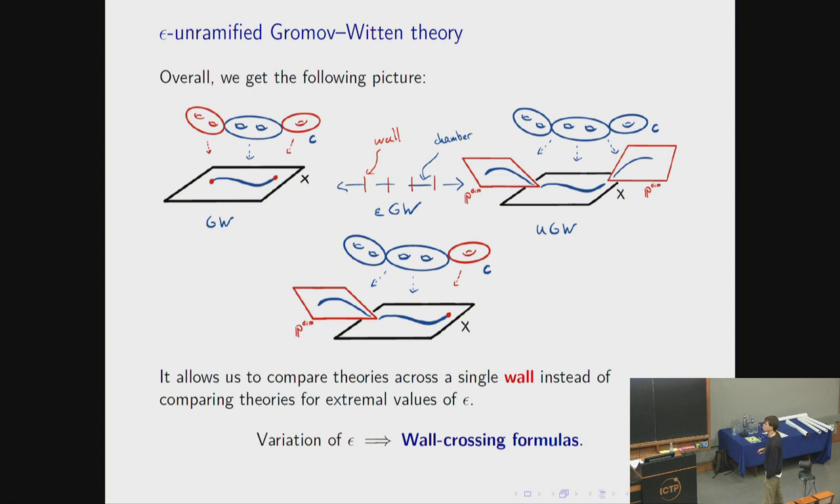And so what's so useful about this construction is that instead of comparing Gromov-Witten theory to unramified Gromov-Witten theory directly, you can compare theories in adjacent chambers. In fancy language, epsilon is a stability parameter, a stability condition. When we have a stability condition, the variation of the stability condition leads to wall-crossing formulas. We wall-cross at each wall, and then we put it all together to compare unramified Gromov-Witten theory to usual Gromov-Witten theory. So we can prove a wall-crossing formula using these epsilon ramified maps.